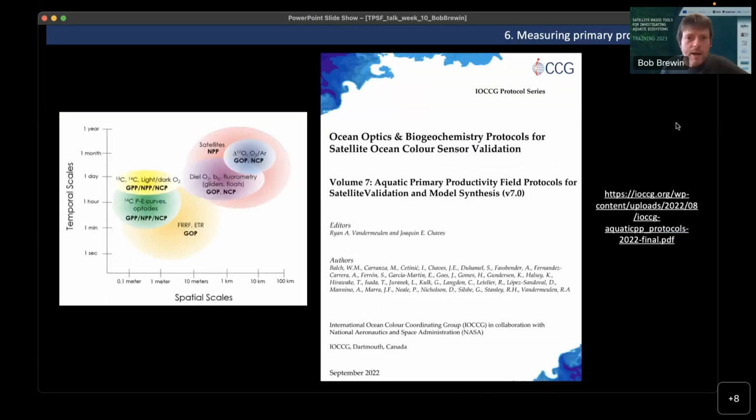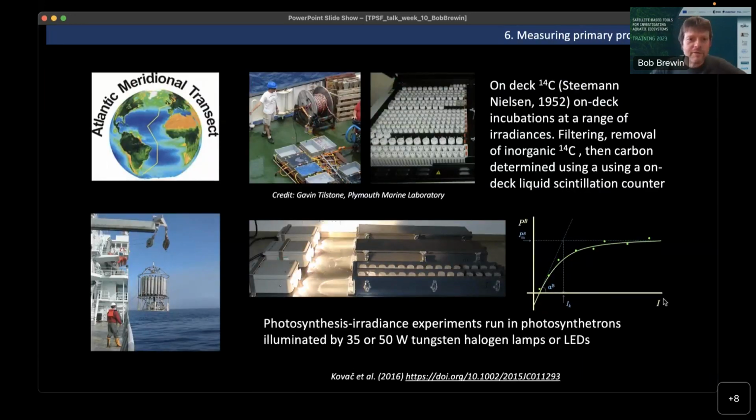The other thing as well is that the IOCCG have just published a protocol series on measuring primary production at sea, volume 7, Aquatic Primary Production Field Protocols. This is really an excellent resource. I strongly recommend looking at it, and they have this nice figure in one of the earlier chapters which talks about each of these different methods of measuring primary production in the ocean and how they vary on temporal and spatial scales.